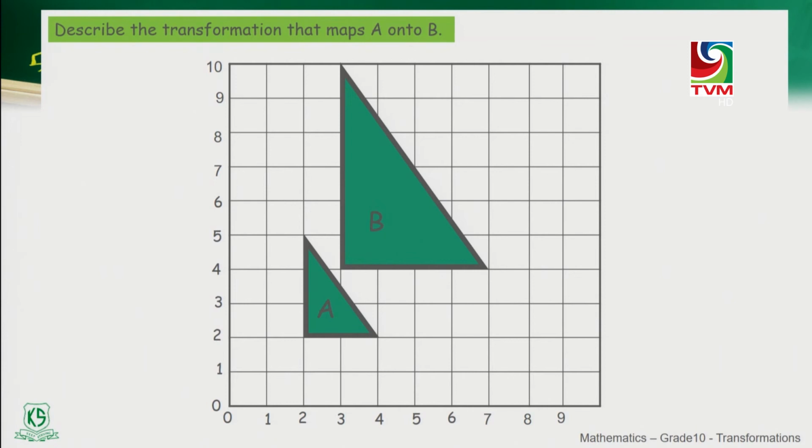Here is an example where you have to describe the transformation that maps A onto B. A onto B means your object is A and the image is B.